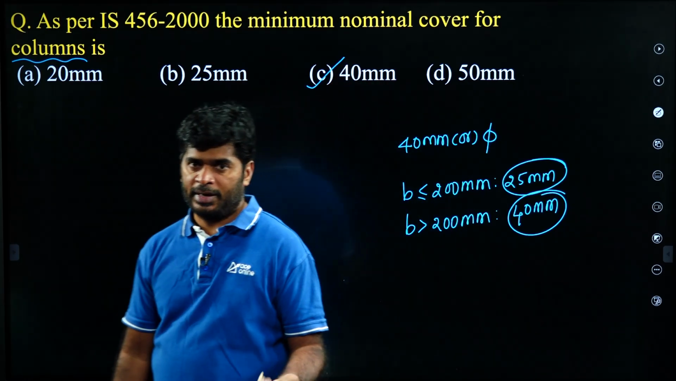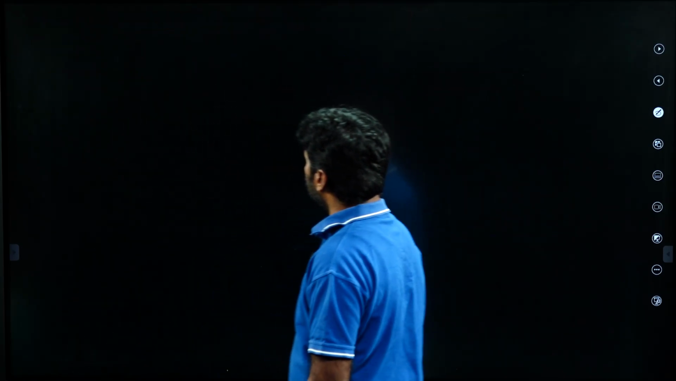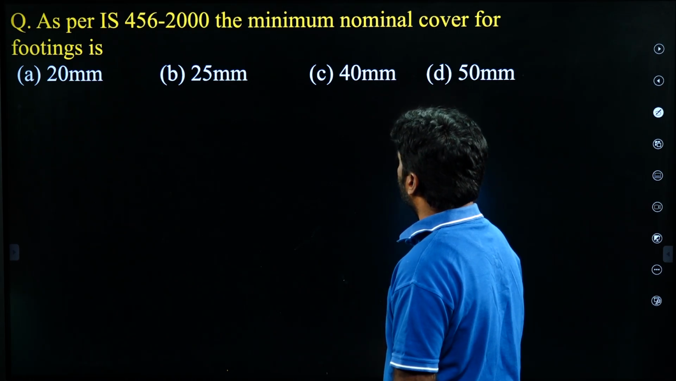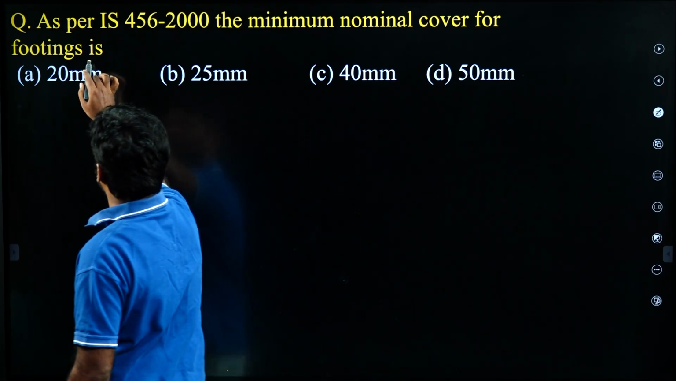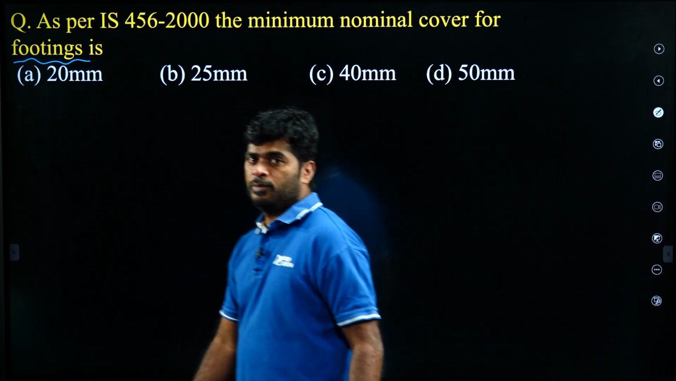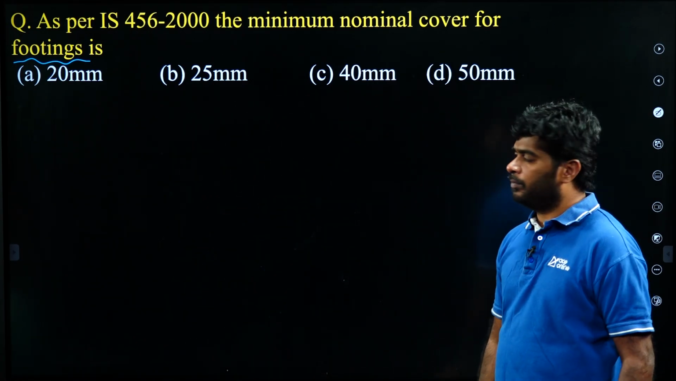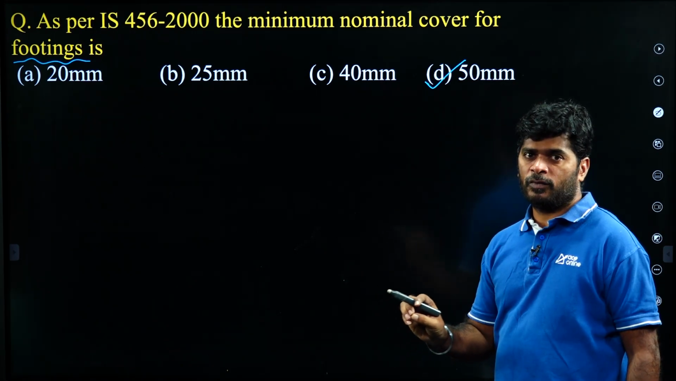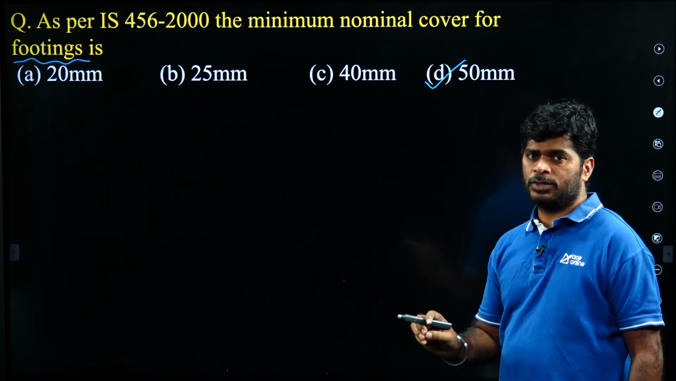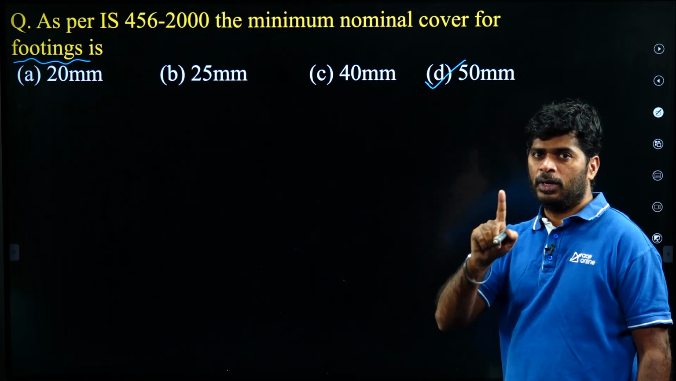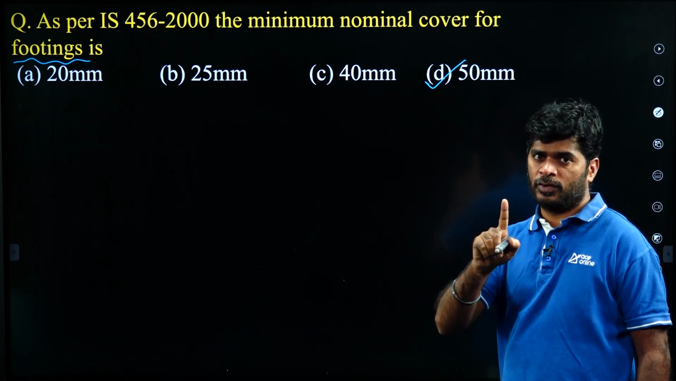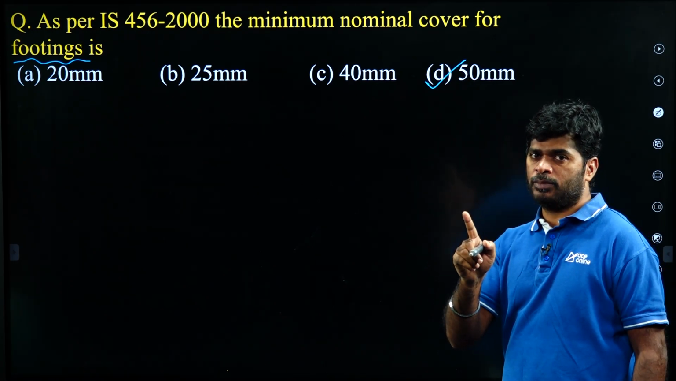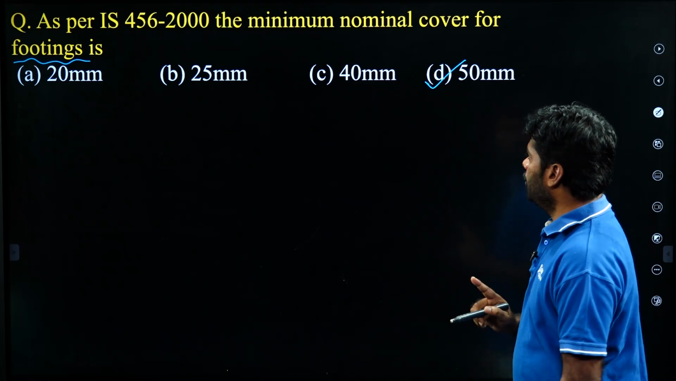Coming to the next question. As per IS 456-2000, the minimum nominal cover for footings is 50 mm. For beams 25 mm, for slabs 20 mm, for columns 40 mm and for footings 50 mm. You can expect one question from nominal cover. Maybe it is asked for beams or for slab or for column or for footing. Coming to the next question.